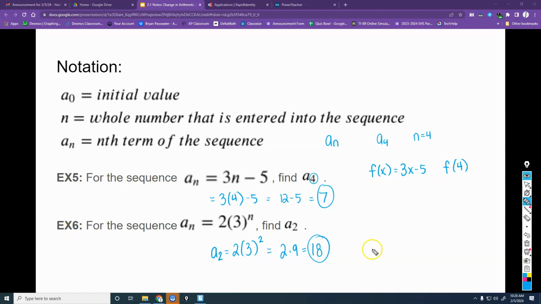All right. Again, similar to the idea of having like f of x equals 2 times 3 to the x power, and you're plugging in 2, like finding f of 2 there.